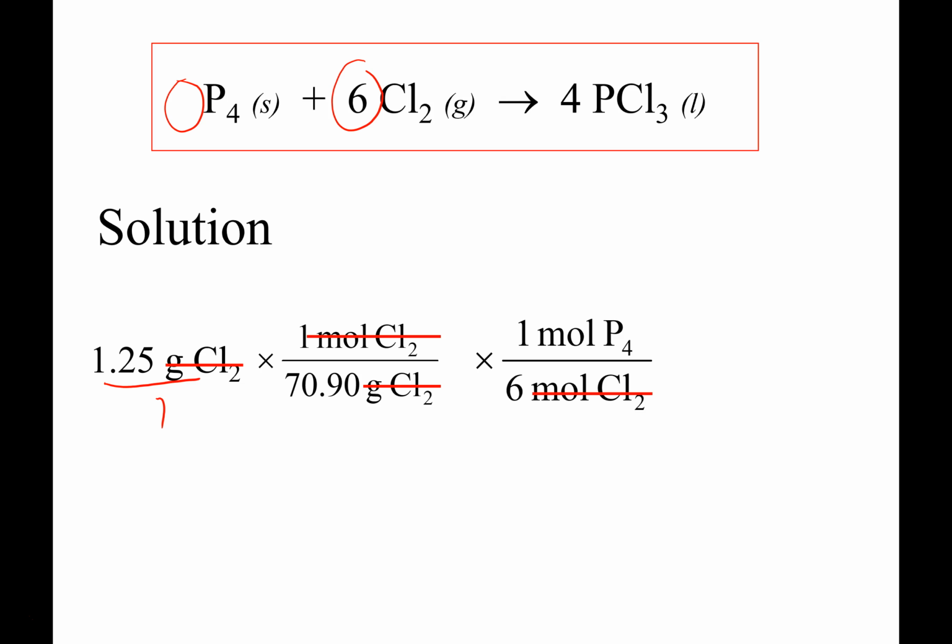So now we have moles of P4, but we want grams of P4. So now what do we use? Yep, the molar mass of P4, exactly. The molar mass of P4 is pretty heavy, 123.88 grams of P4 for 1 mole of P4.